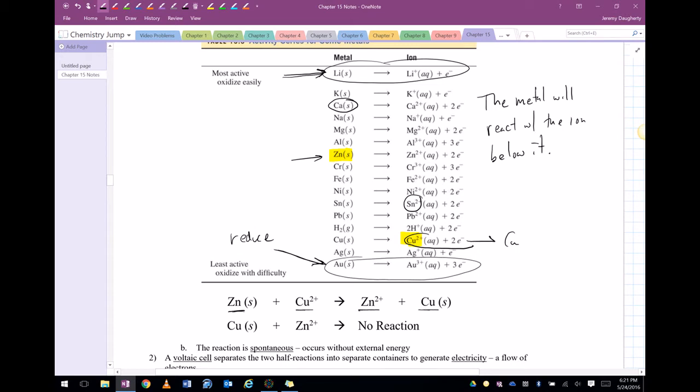So maybe I should amend this. The metal will react with the ion below it. Let's say this: the metal will reduce the ion below it, and vice versa. The ion will reduce or will oxidize the metal above it. Okay. So now take a look at copper solid, and then zinc 2+. Copper solid is lower down in the activity table. It will not cause reduction in zinc 2+. So that's why there's no reaction.